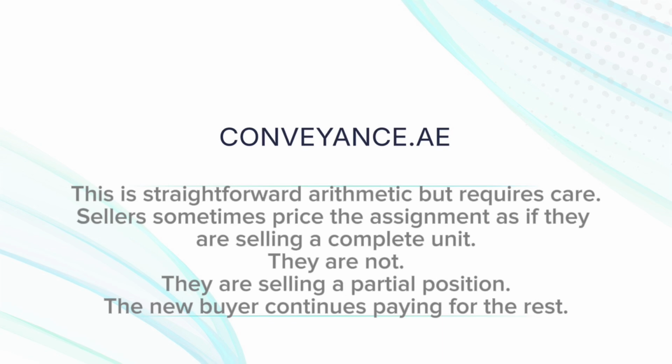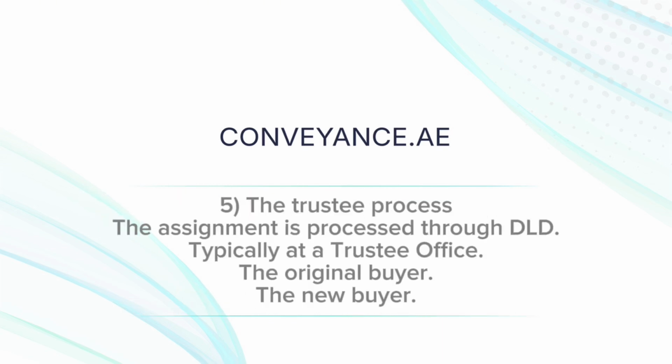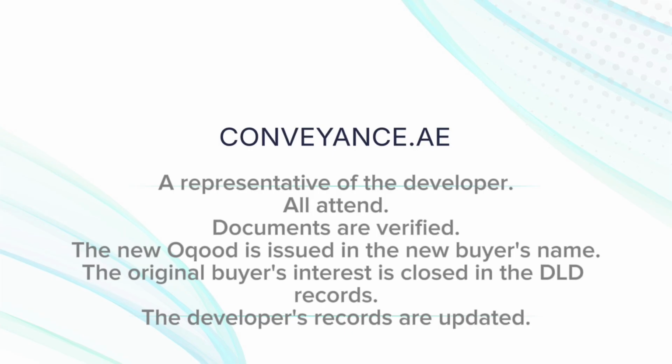They are selling a partial position. The new buyer continues paying for the rest. 5. The trustee process. The assignment is processed through DLD, typically at a trustee office. The original buyer, the new buyer, and a representative of the developer all attend. Documents are verified. The new OCUD is issued in the new buyer's name.